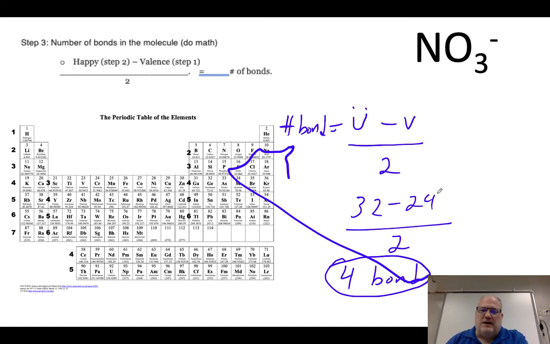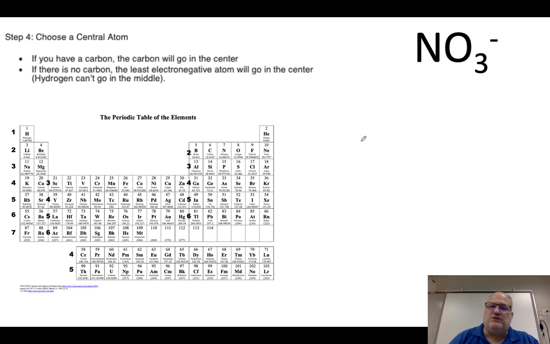We want to draw a skeletal structure of the whole thing, so we have to choose a central atom. Now, just by process of elimination, doesn't it look like this guy should go in the middle? If we had a carbon, this would be really simple because carbon always goes in the middle. In this case, we don't. We have a nitrogen and an oxygen. This is our nitrogen over here, and this is our oxygen.